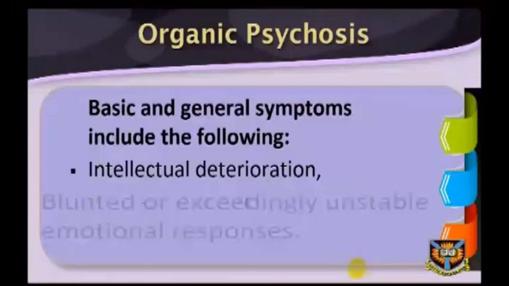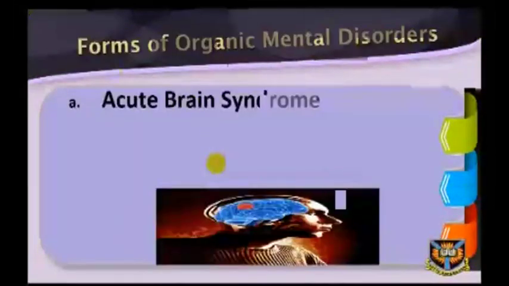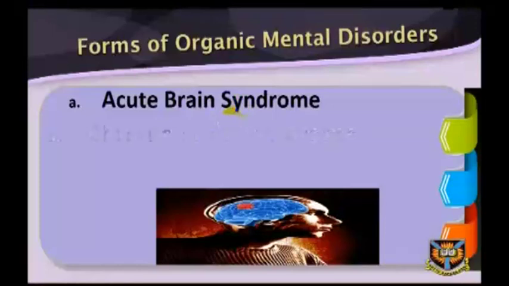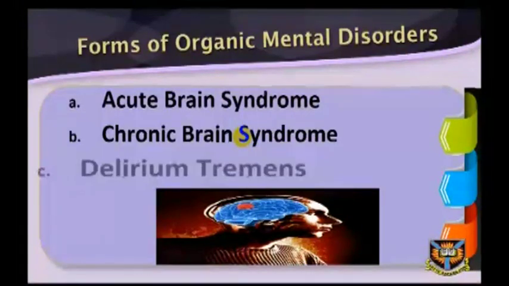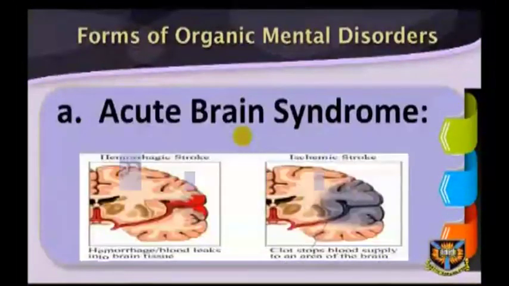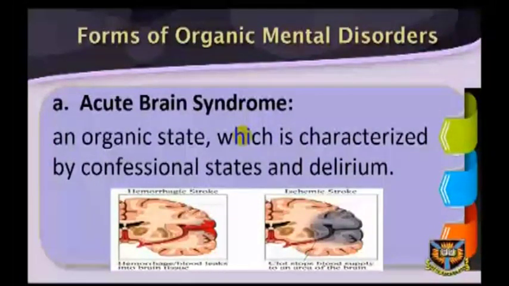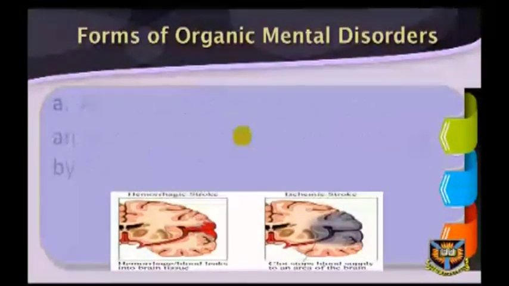Forms of organic mental disorders. Acute brain syndrome. Acute brain syndrome is an organic state which is characterized by confusional states and delirium. The symptoms of confusional states include a transient awareness or clouding of consciousness. Memory impairment is common and the patient's mood is usually anxious. Insomnia and inability to concentrate are frequent complaints. Patients with this type of illness are usually referred to a general hospital as a complication to some physical illness.